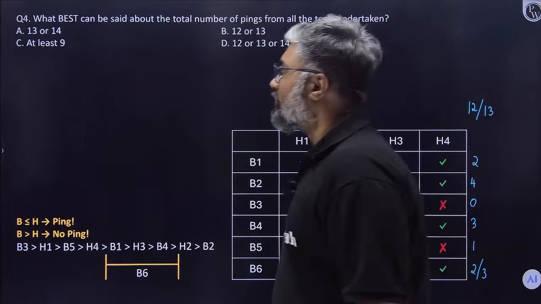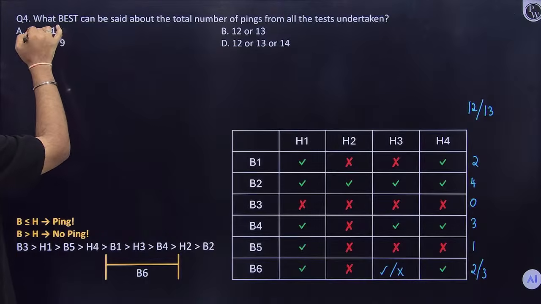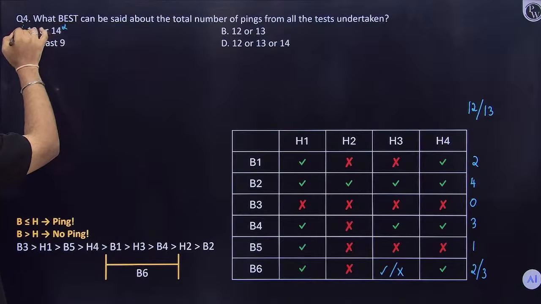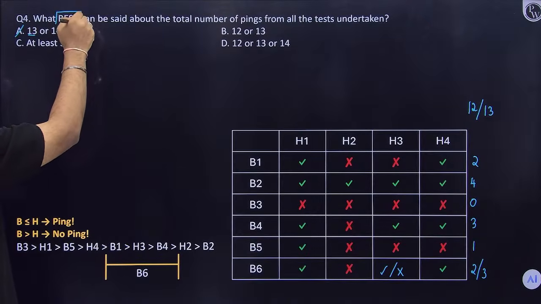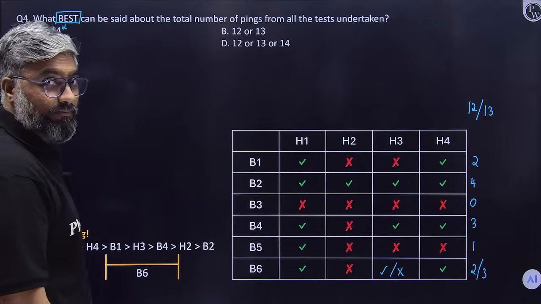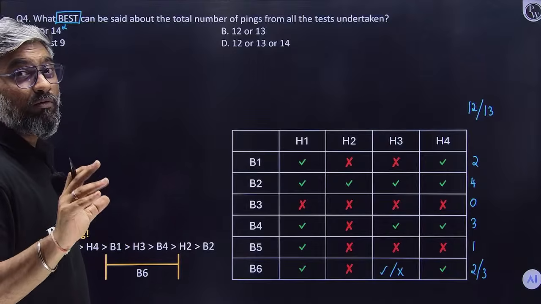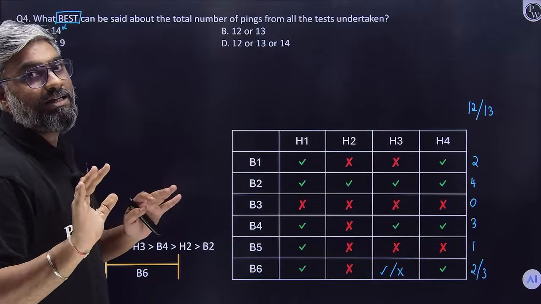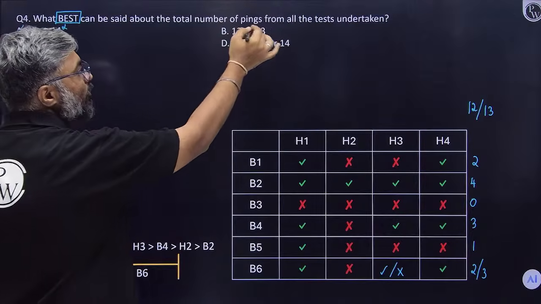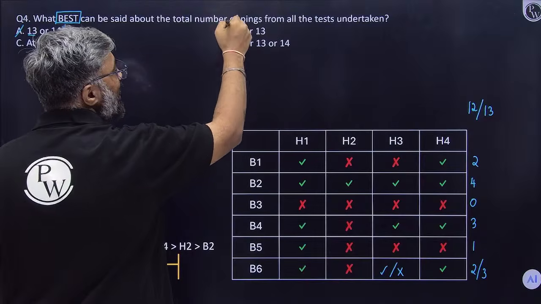Let's look at the options. 13 is yes, but 14 is not possible. Gone. That's why they've used the term what best can be said about it. That means we are looking for the option that completely satisfies this. Yes. 12 or 13 completely in. This should be our answer.